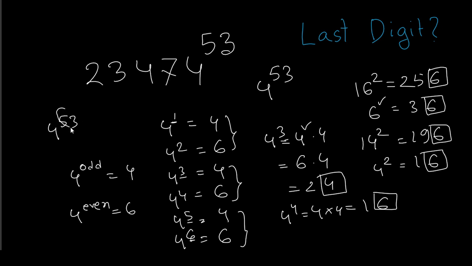Here we have 53, so 53 is an odd number. Obviously it's an odd number, so for 53 we will definitely get 4. So 4 to the power 53's last digit will be 4. So if the last digit of 4 to the 53 is 4, then we can say that the last digit of this whole number will also be 4. So our answer is 4.